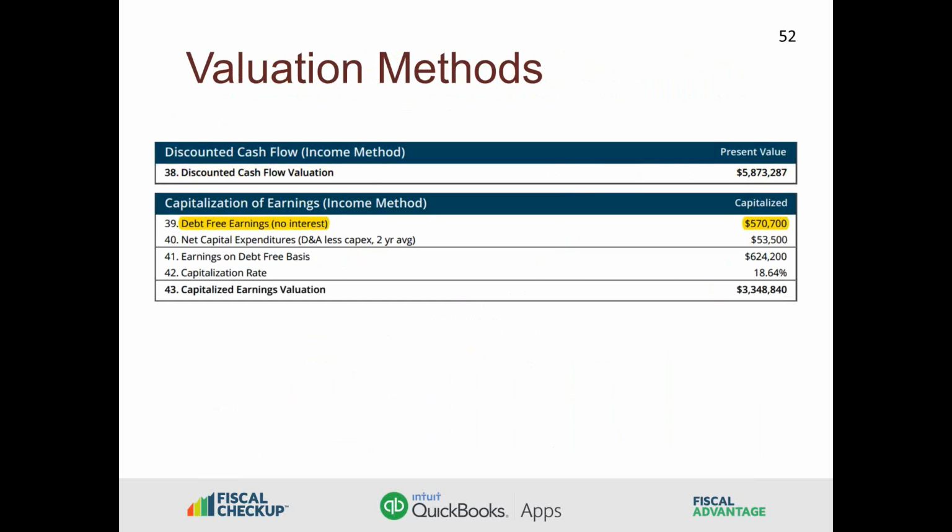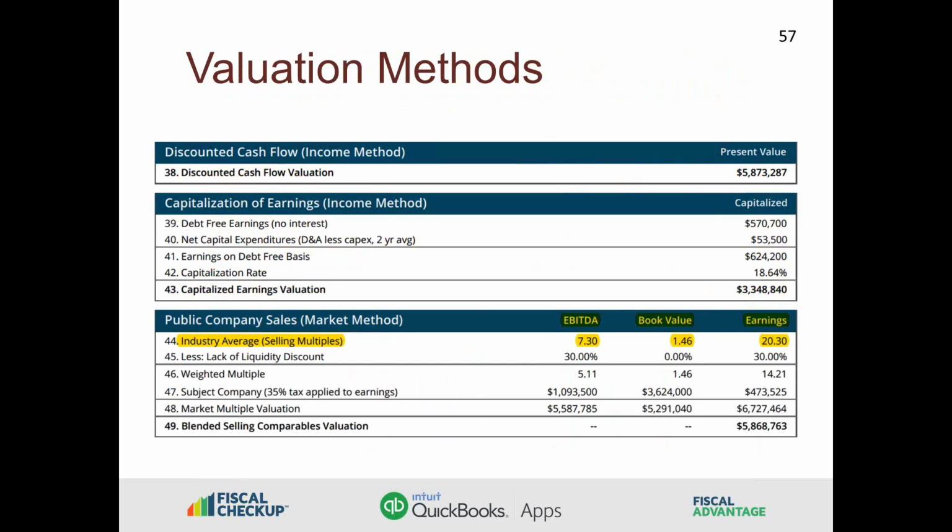We now calculate the value using the capitalization of earnings method. This method starts with the earnings, not including any interest on the debt. We add back in the net capital expenditures, which is depreciation and amortization, less capital expenditures, to arrive at the earnings on a debt-free basis. We apply the capitalization rate that we previously calculated, and using this method we end up with a value of this company of $3.3 million.